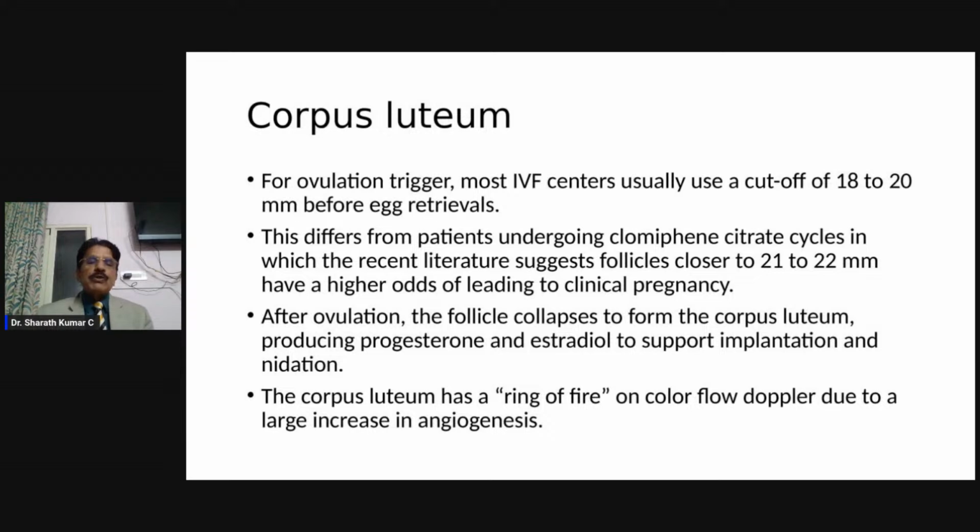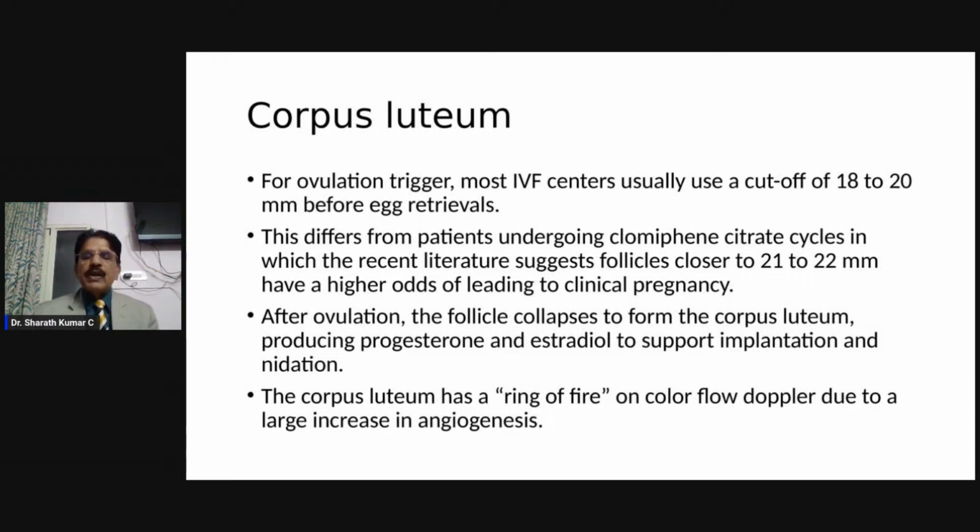For ovulation triggers, most IVF centers usually use the cutoff of 18 to 20 mm before the egg retrieval. This differs for patients undergoing the clomiphene citrate cycle, in which recent literature suggests follicles closer to 21 to 22 mm have higher odds of leading to clinical pregnancy.